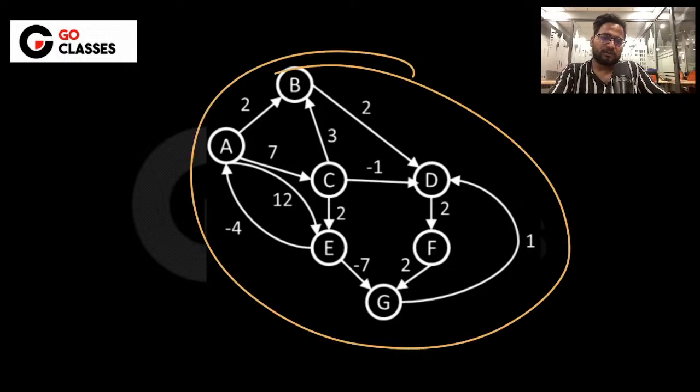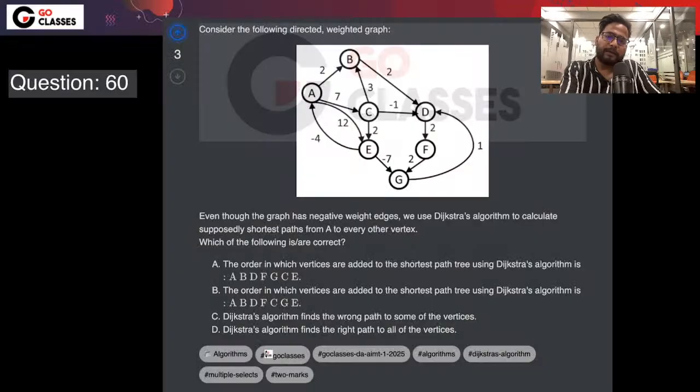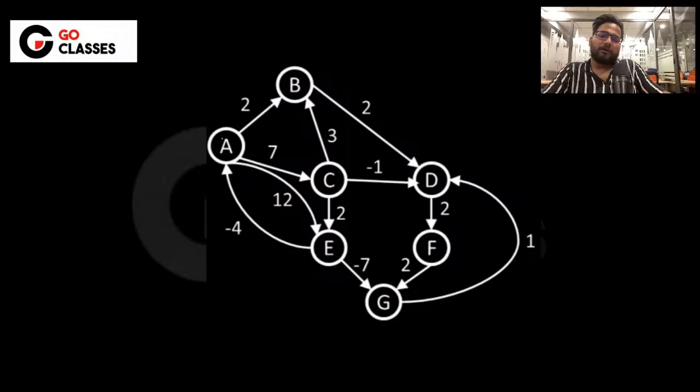Now let's see this question. They are starting at A. Initially this is 0 and everything else is infinity. Do you remember this? Everything else is infinity. I mean these are the priorities. Now if you run this, this will be 2. This will be 7.